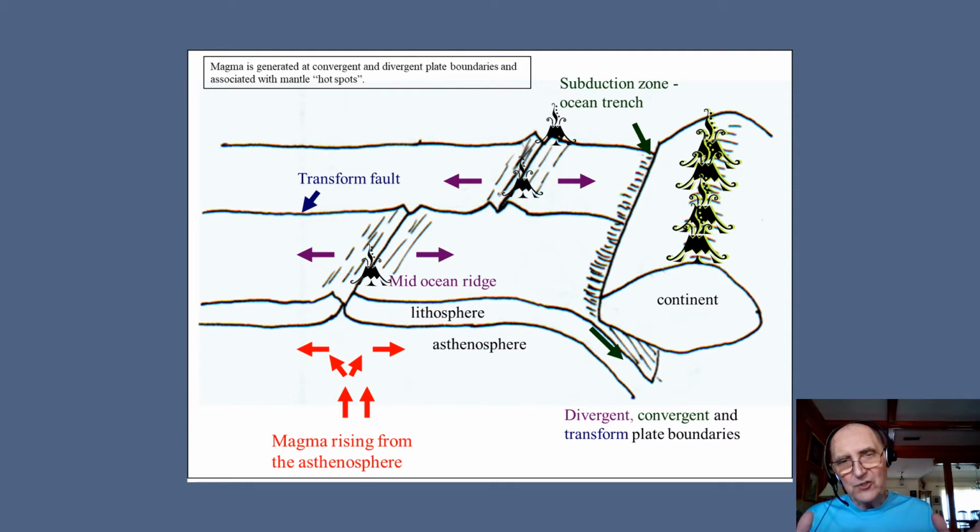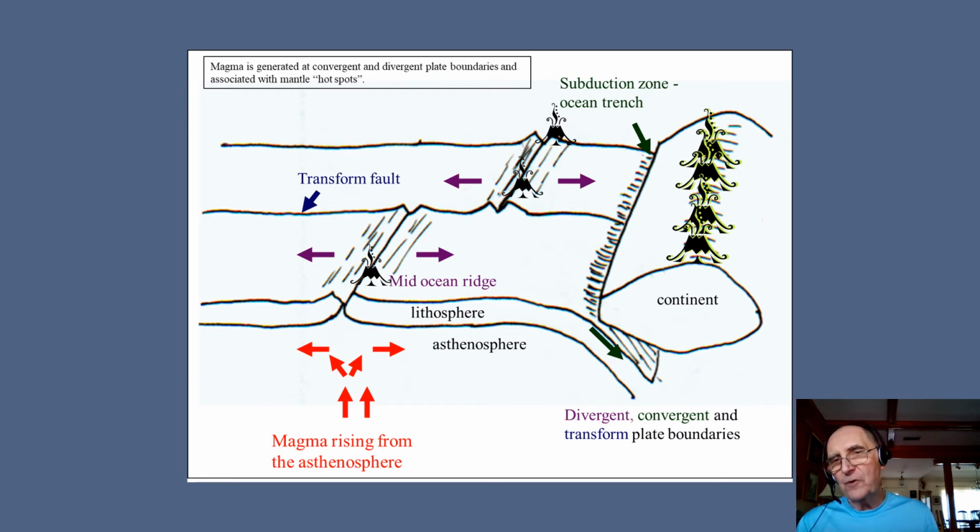Now here's my sketch showing you the three types of plate boundaries: the divergent boundary, the convergent boundary, and the transform boundary. The divergent boundary is, in essence, where new crust is created. Magma rises from the mantle, from the asthenosphere. It splits apart the lithosphere, and you are creating new crust.